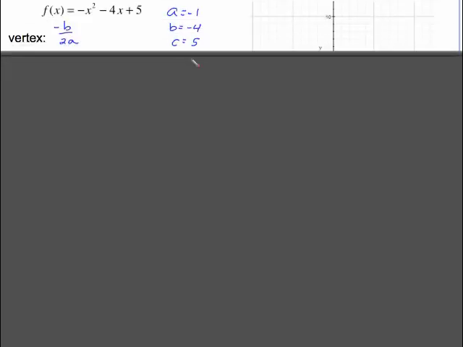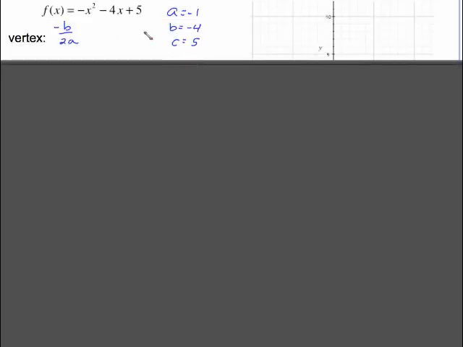New problem. I need a, b, and c, which is right there for us. I need to do negative b over 2a, which is the negative of negative 4, which makes positive 4, over 2 times negative 1. So this is 4 over negative 2, which is negative 2. So the first part of my vertex is negative 2.